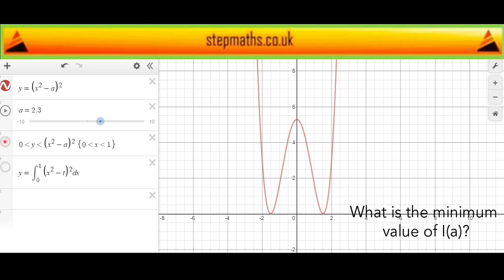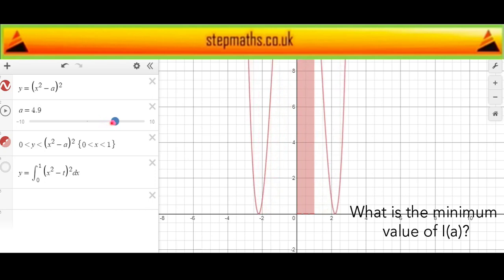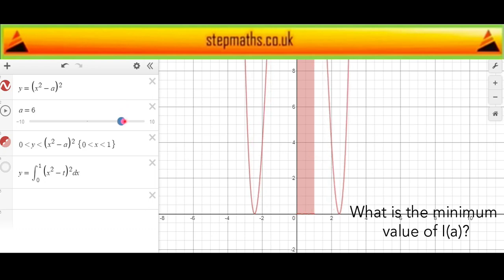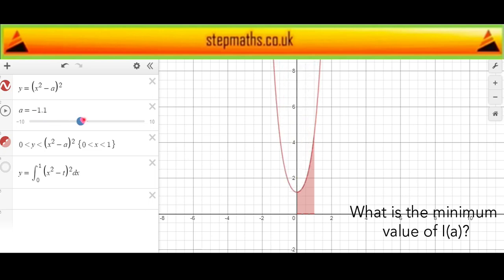So let's highlight the area we actually care about. This corresponds to I(a). Let's vary a and see what happens. If we tend a towards positive infinity or increase it, I(a) increases, as all the points between 0 and 1 on the graph move vertically upwards as a increases. And similarly, as a tends towards minus infinity, I(a) tends to infinity. But somewhere here we must have a minimum of our function, I(a).